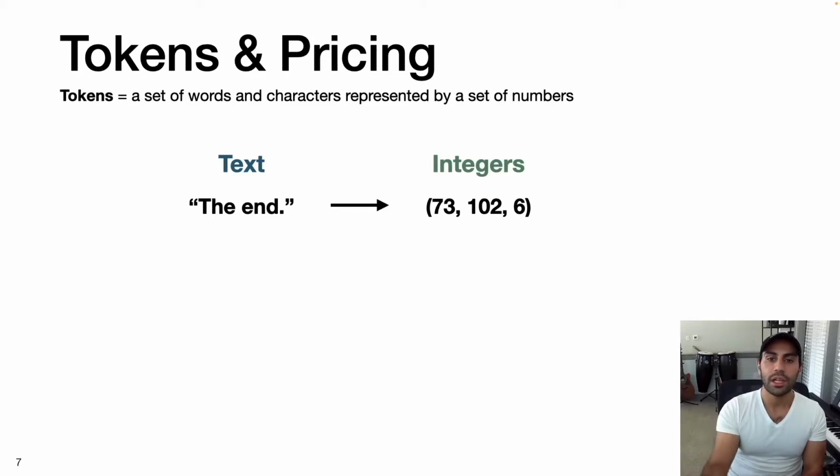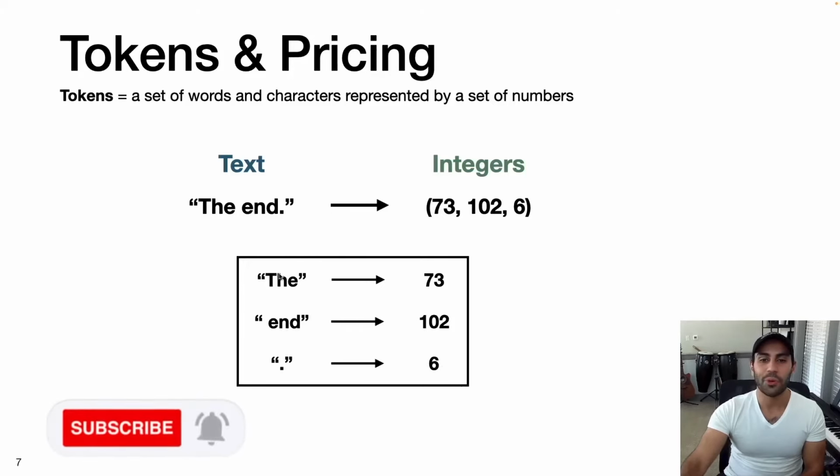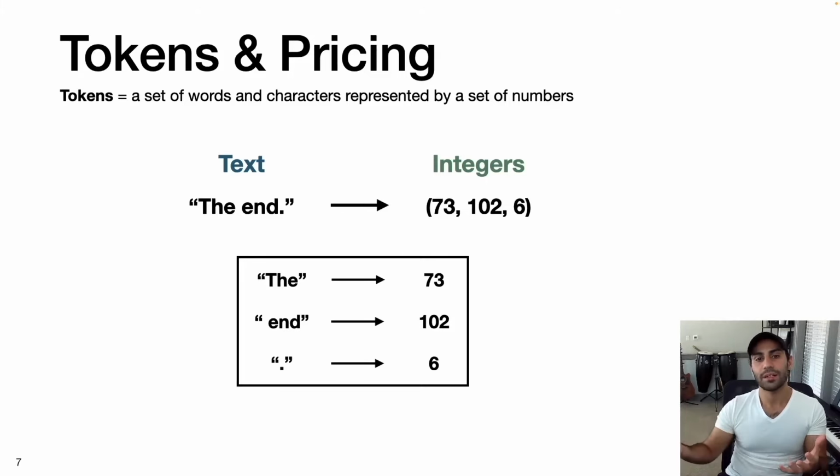And so let's say the relationship between the text and the integers here is shown by this mapping here. So the word "the" is represented by 73, a space followed by the word "end" is represented by the number 102, and then the period is represented by a 6. These three things that make up this text are tokens. Obviously, these won't be the only tokens we have. We'll actually have a huge set of these words and characters and their corresponding numerical representations, and this will make up the set of all our tokens and the vocabulary that we're using.